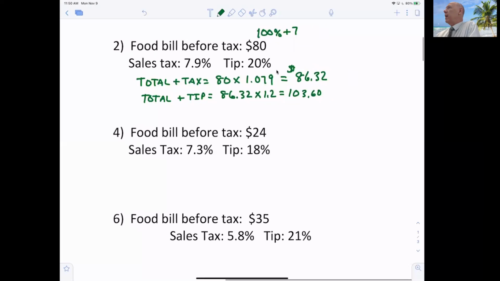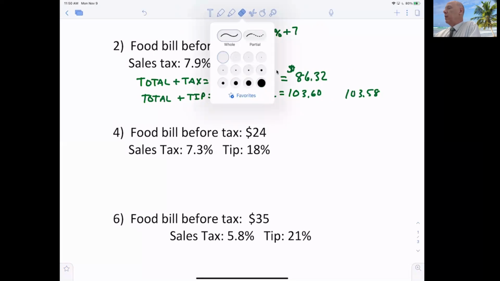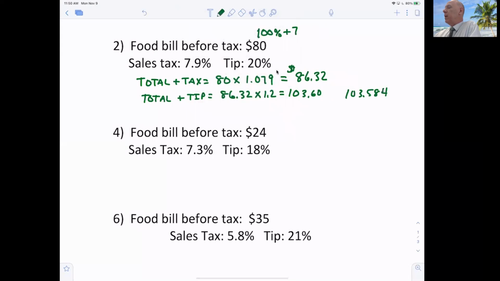So what's on your calculator, KK? 58.4, right? Okay. So now, KK, you have to tell me this is the penny spot right here. Because that's less than 5, you leave it the same. So that would be 58. So your total bill would be $103.58. Yes. This is what I want on your paper.